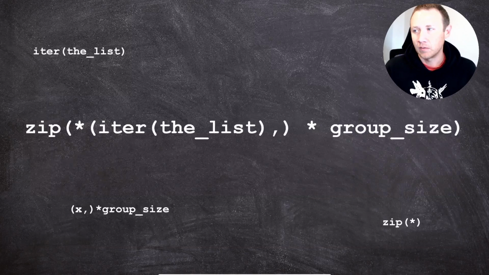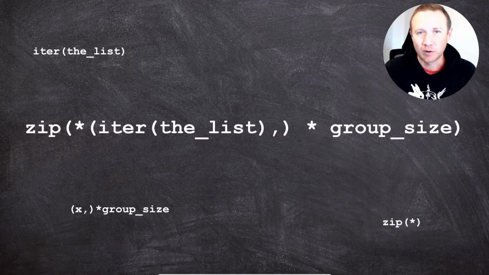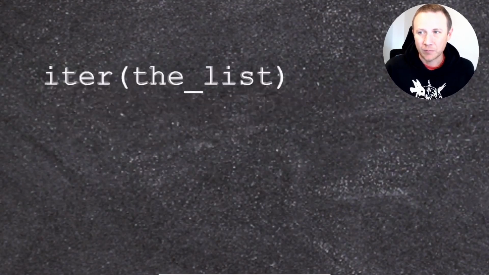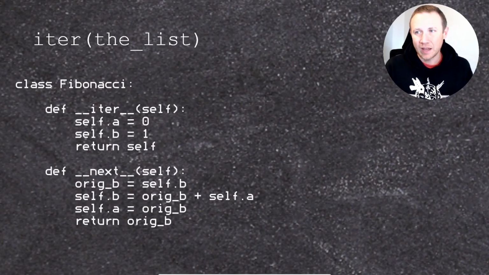So I've got the line in the center here, and we're going to jump around to the different pieces of it. So we'll start off with iter of the list. iter is going to take this object called the list, or our list of things, and it's going to turn it into an iterator.